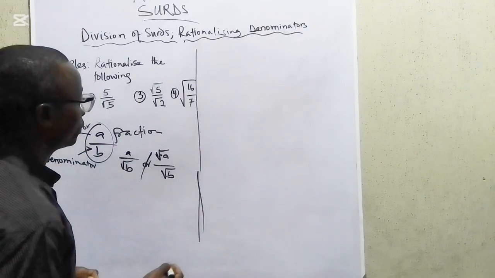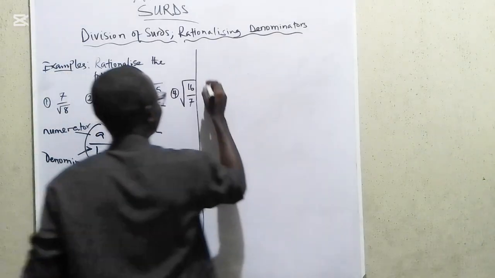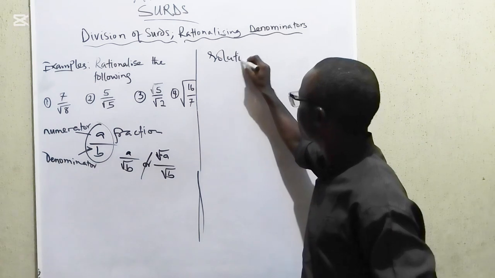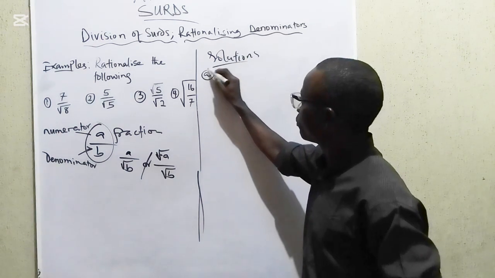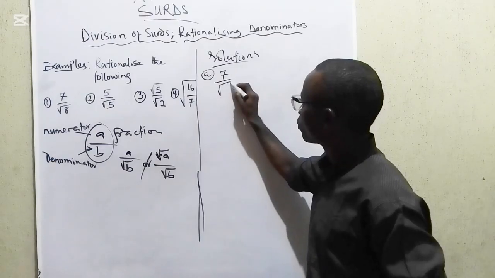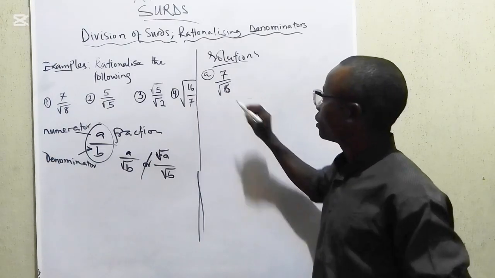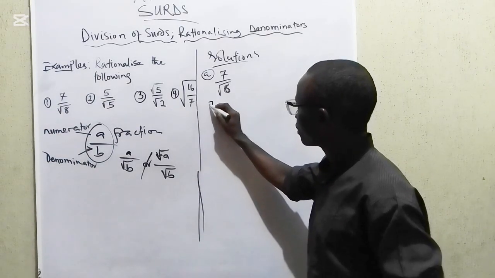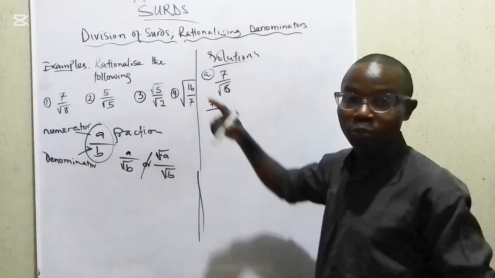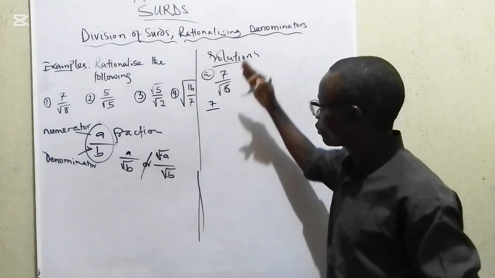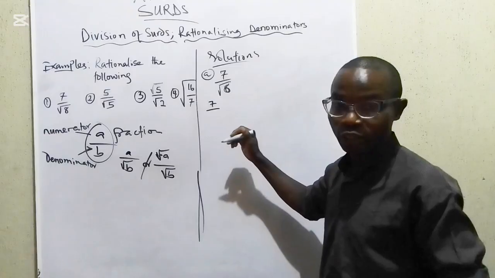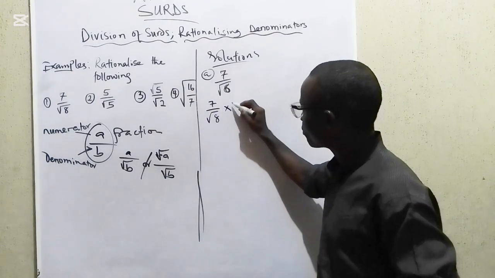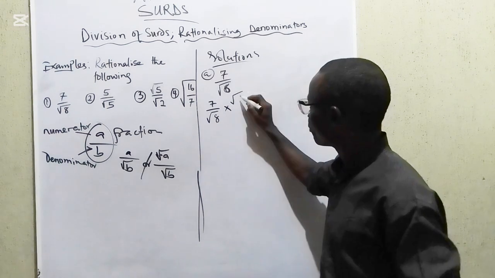Now let's come over to this place. Here we have the first example, solutions. The first one, we have 7 all over the square root of 8. In order to rationalize this, what we'll do is the next step. The next step will be 7. We said to rationalize the denominator is to multiply the entire fraction by the surd that has made the denominator irrational. So have it like this, square root of 8. And now we'll multiply it by the square root of 8.